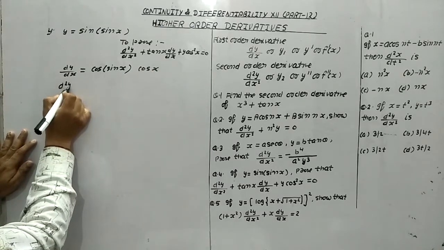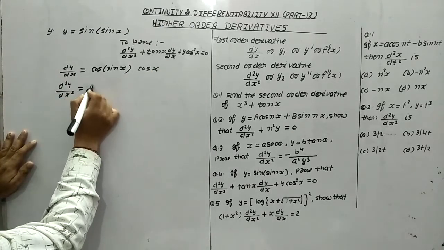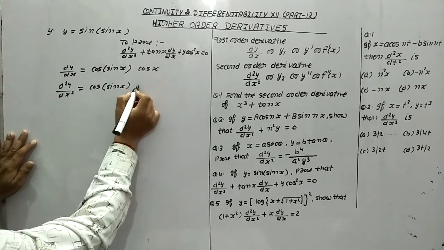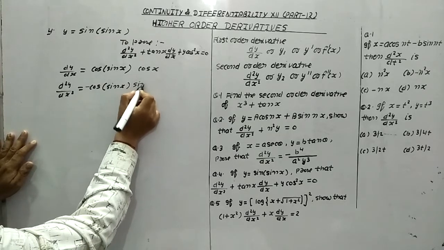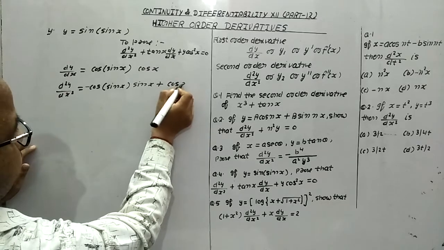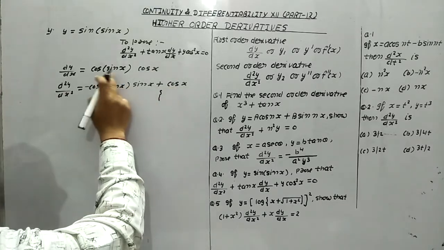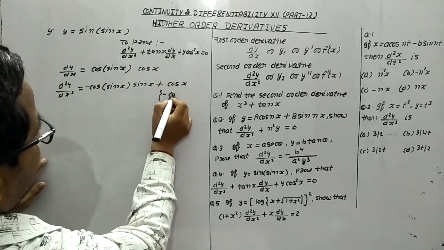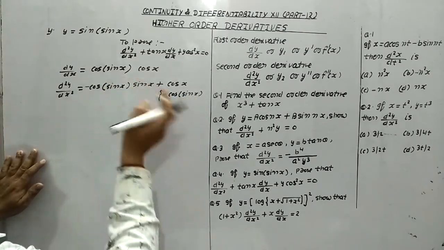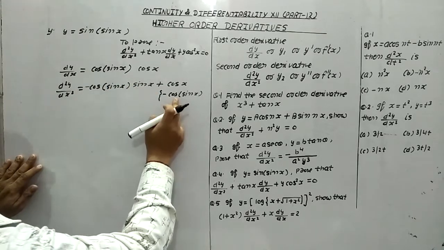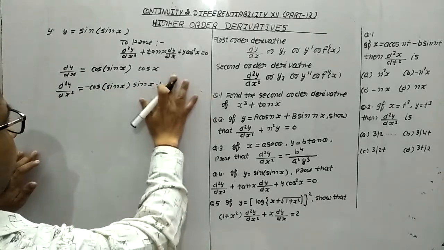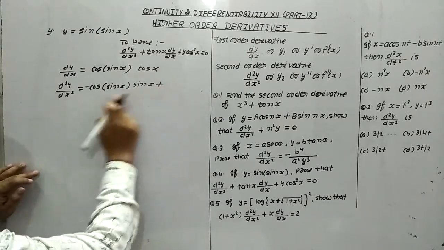Now d2y by dx square: first function as it is, cos(sin x). What is the differentiation of cos x? Minus sin x. Then plus cos x as it is. What is the differentiation of this thing? cos(sin x) means minus sin(sin x), and this is t. It means minus sin(sin x). Again we will do this part because of this space. So this is the first part.